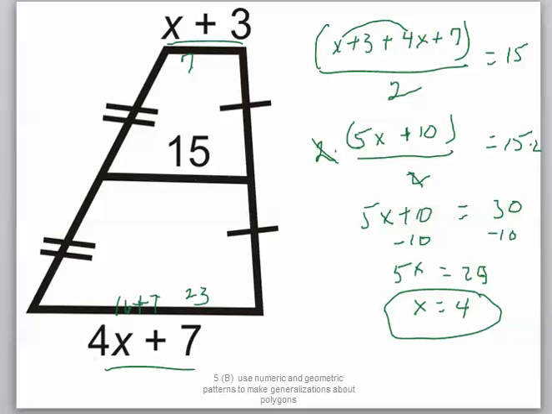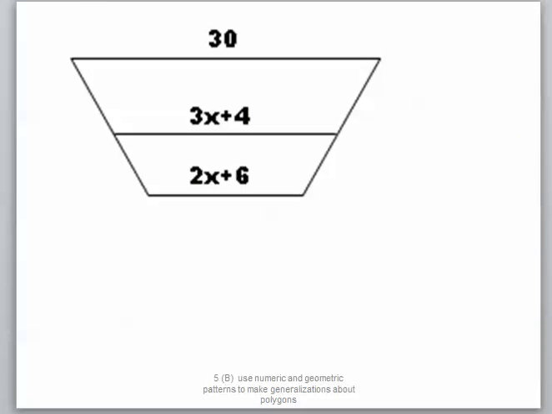Okay? So let's look at one more here. What if we had something like this, where they gave me two expressions, but they're not on the basis? I'm going to do the same thing. I'm not going to change what I'm doing here. 2x plus 6 plus 30, parentheses around that whole thing, divided by 2 will be equal to 3x plus 4. It kind of went off the screen there a little bit.